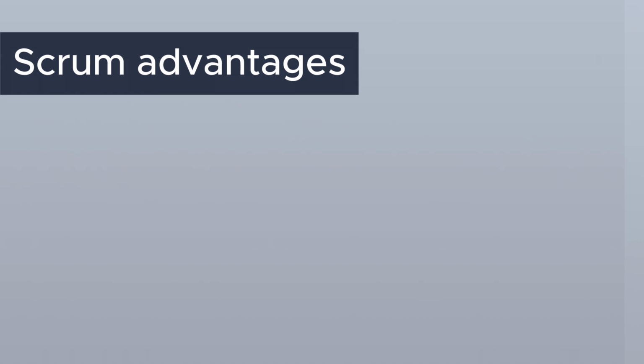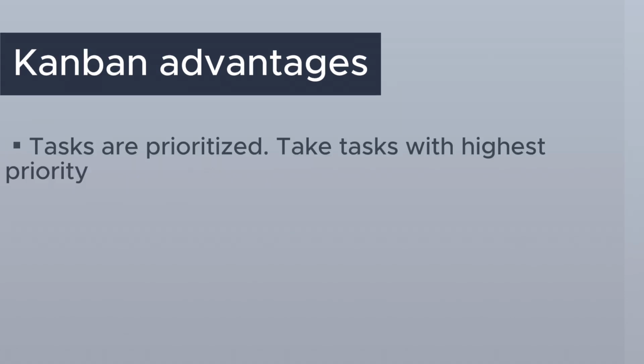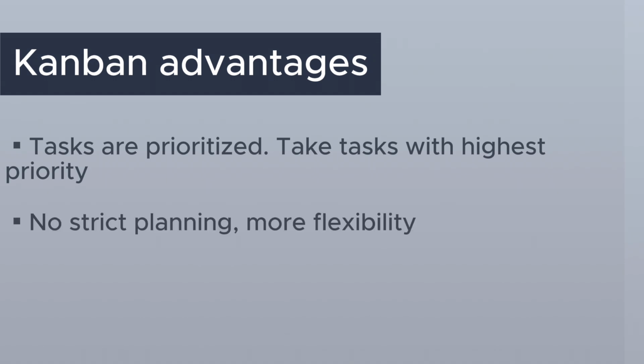So, Scrum advantages. Number 1. Easier planning, as all work is split by sprints and you can plan project delivery easier. Number 2. Track team KPIs. For example, you can track team velocity within each sprint to understand productivity. Kanban advantages. All tasks are prioritized and a team takes into work a task with highest priority only. No strict sprint plannings as we have in Scrum, that results in more flexibility.